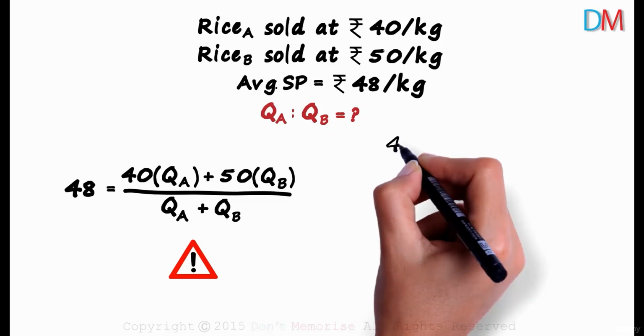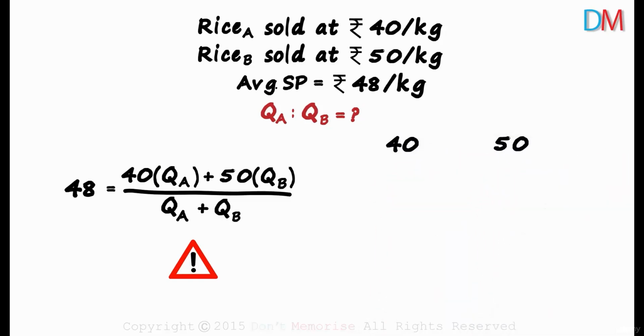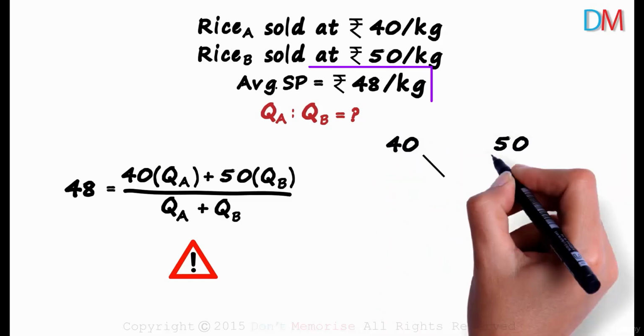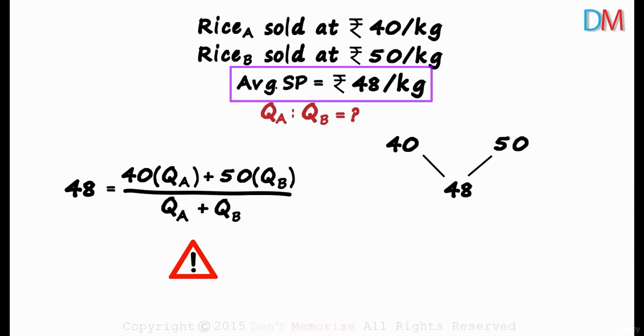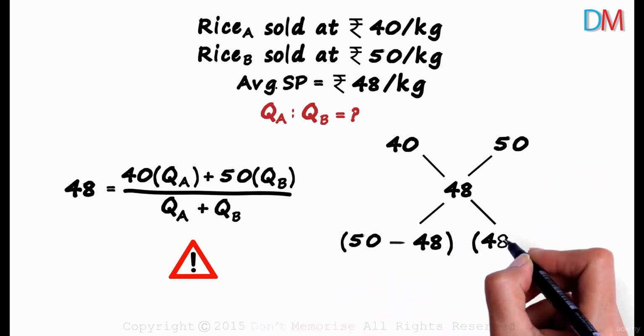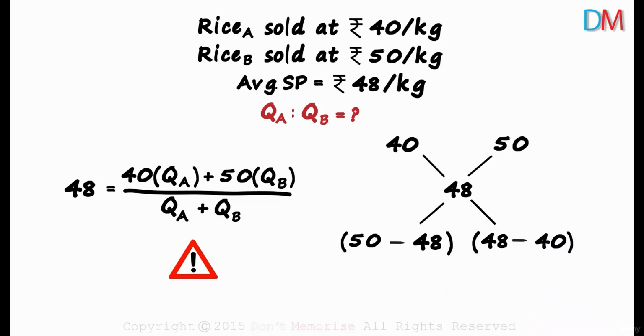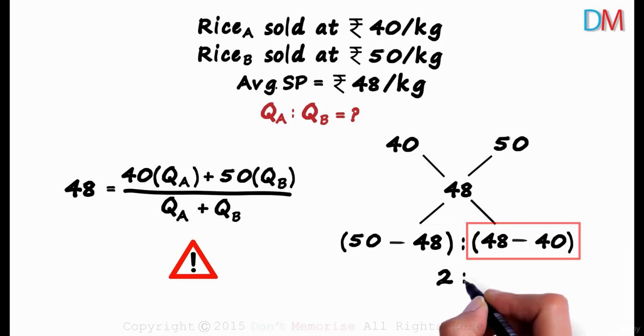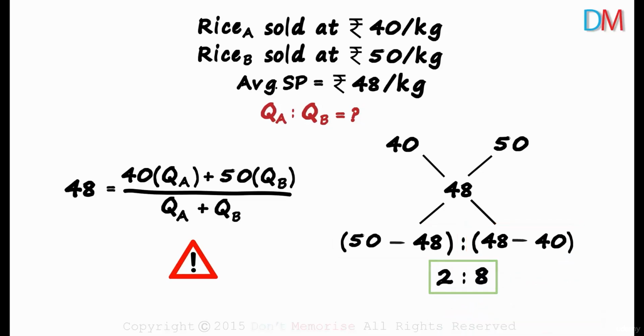A1 and A2 are 40 and 50, and the average selling price is given to us as 48 rupees per kilogram. Now we are ready to find the ratio. Diagonal and greater minus smaller. Here we will have 50 minus 48, and on the right we will have 48 minus 40. And this is a ratio. This is equal to 2 and this is equal to 8. This is the ratio. It can be reduced to 1 to 4.